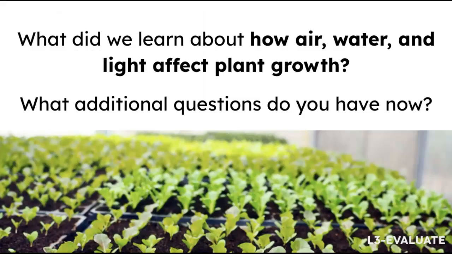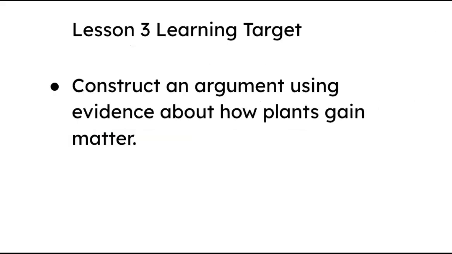To support student sense-making across the unit, orient them back to the driving question board. Ask students, what did we learn about how air, water, and light affect plant growth? What additional questions do you have now? By the end of this lesson, students will have constructed an argument using evidence about how plants gain matter.